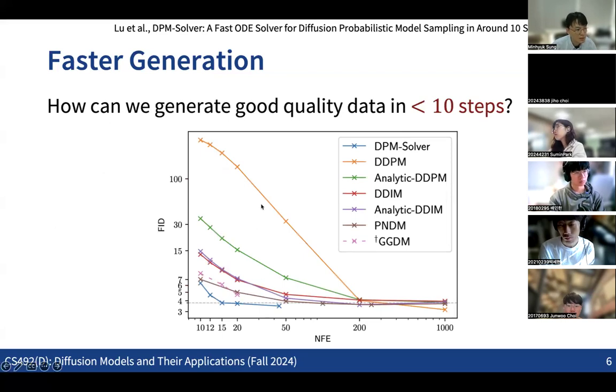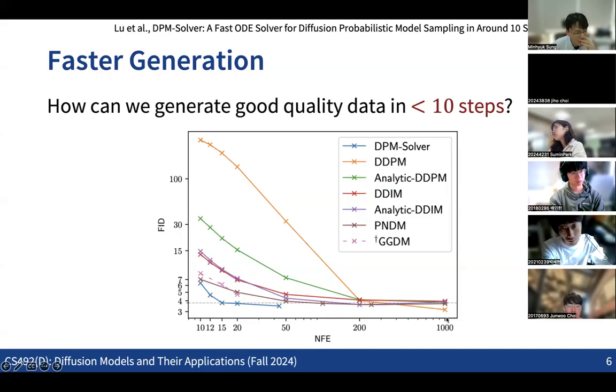This is a plot showing the trade-off between computation time and quality. The x-axis indicates the number of function evaluations, the number of denoising steps. Obviously, as we increase the number of function evaluations, we are decreasing the FID. Lower FID means better quality of the images, right? We can achieve good quality with DDPM, and you can see that if we run it 1000 times, DDPM is giving the best outputs, right?